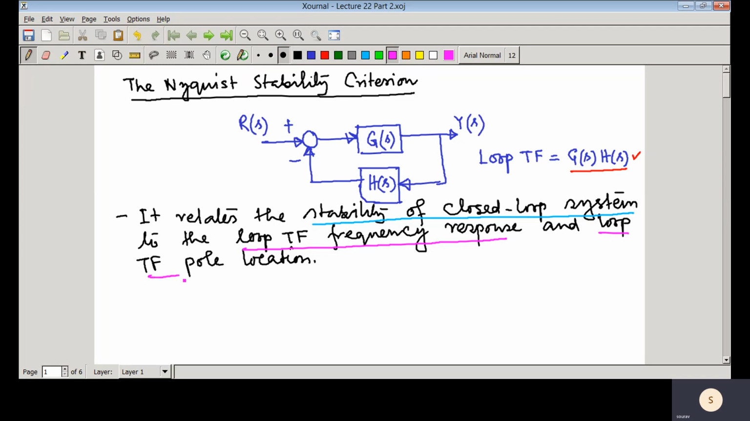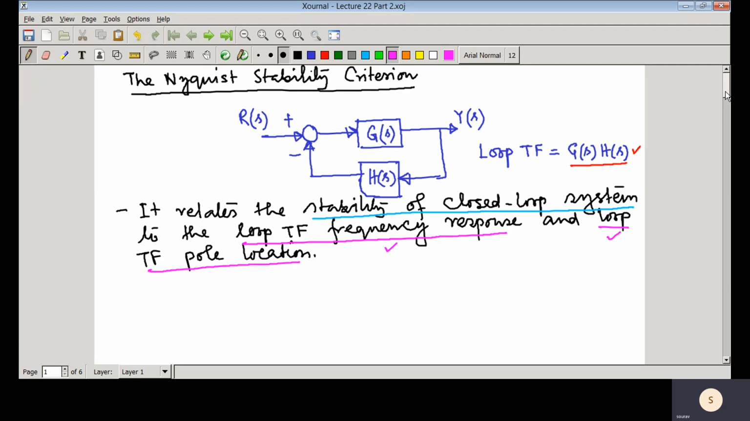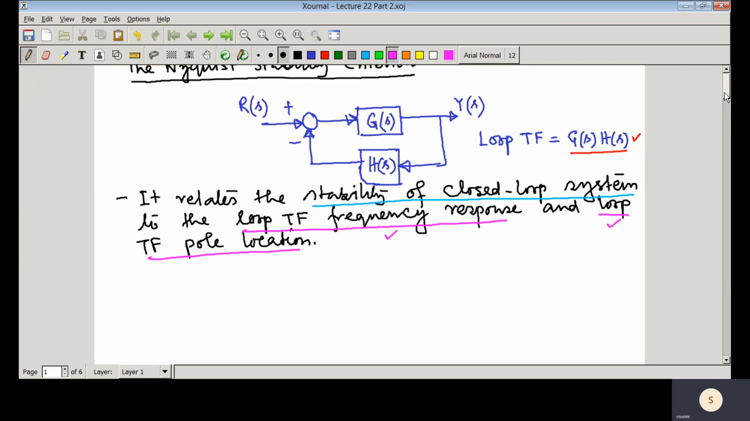Another one is the loop transfer function pole location. If we have these two pieces of information, applying them, we'll be able to say whether the closed loop system would be stable or not. So let us discuss what the Nyquist stability criterion is.